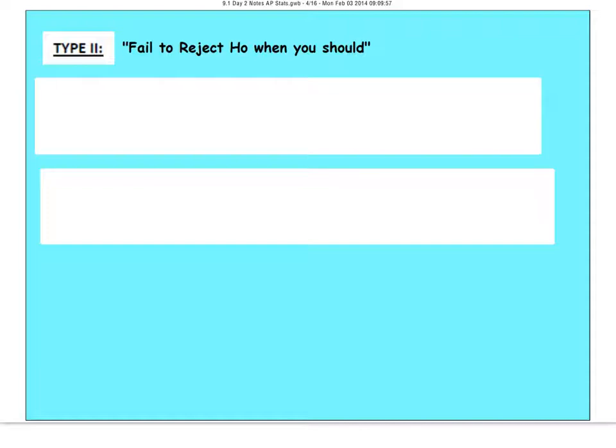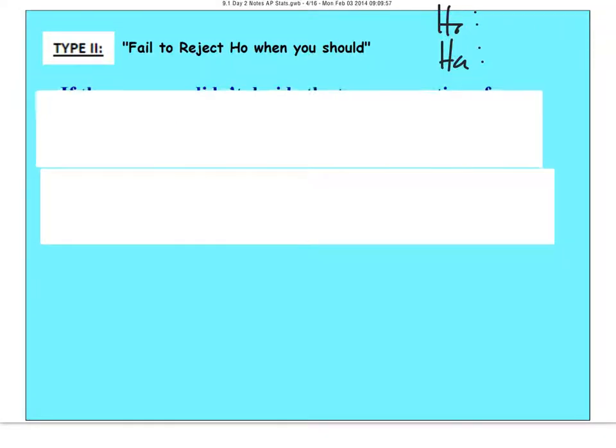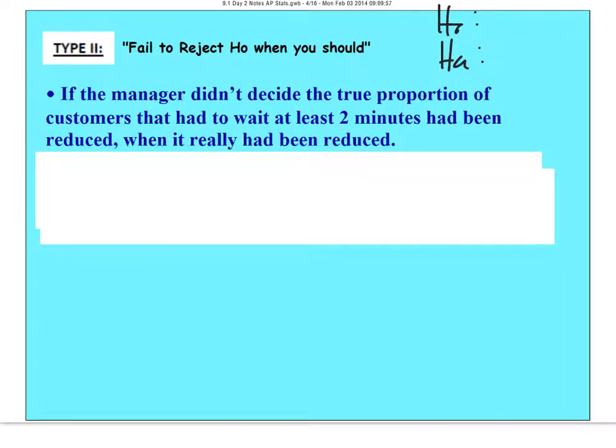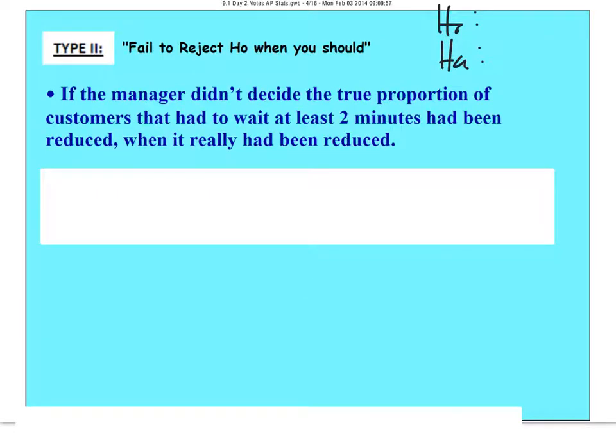What about type 2? All right, on type 2, remember, that just means he failed to reject H sub O when he should have. He wanted to come back and say H sub A was true, but he didn't. So what is going to be the issue with this? Well, the issue is this. If the manager didn't decide the true proportion of customers that had to wait at least 2 minutes had been reduced when it really had been reduced. So he's sitting here and he's thinking, yeah, I can't reject this and conclude H sub A. I can't do it. This just isn't working. I'm not actually reducing wait times. But you guys, it's a mistake. He really was reducing wait times.